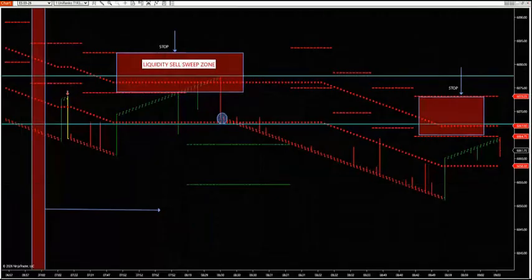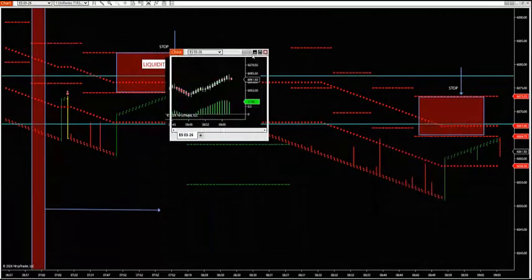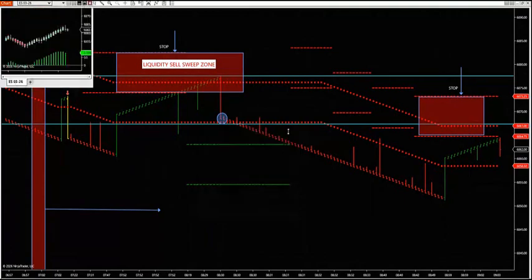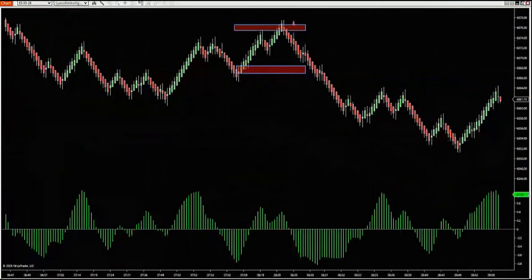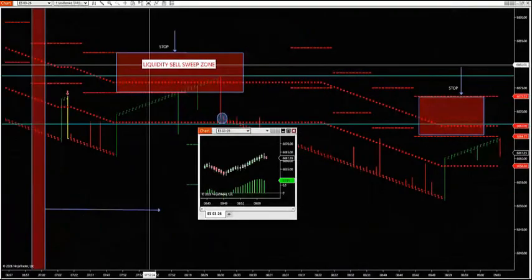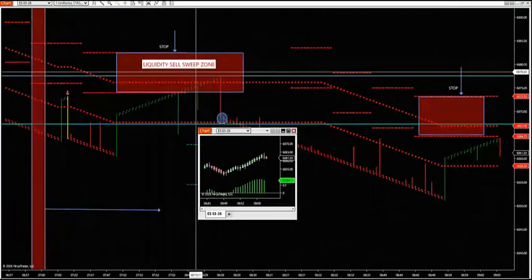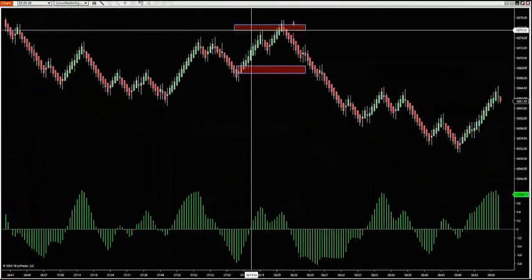Let me show you what you can do. Members, I will show you exactly how to set your charts up after this video. I'll show you what chart I'm using right now. So let's take a look at this. This right here, this sell zone where price got up into, this liquidity grab sell zone, is the same as the one right here that I just put up.